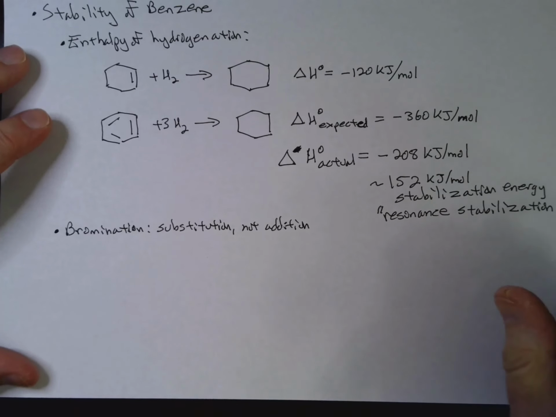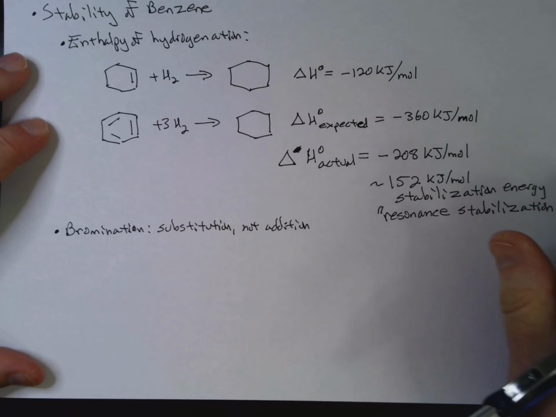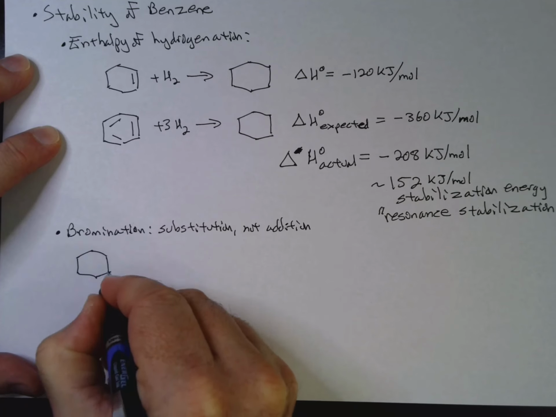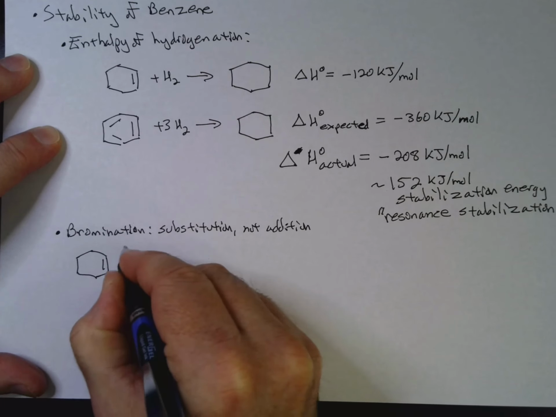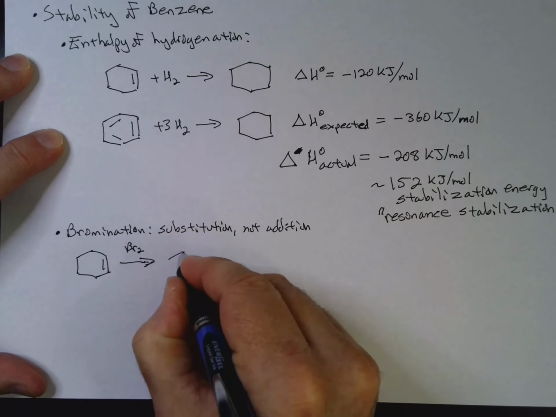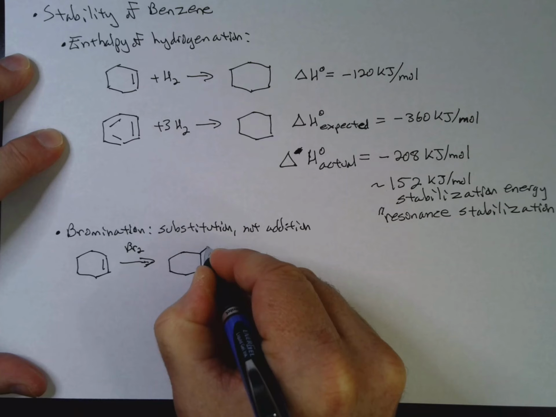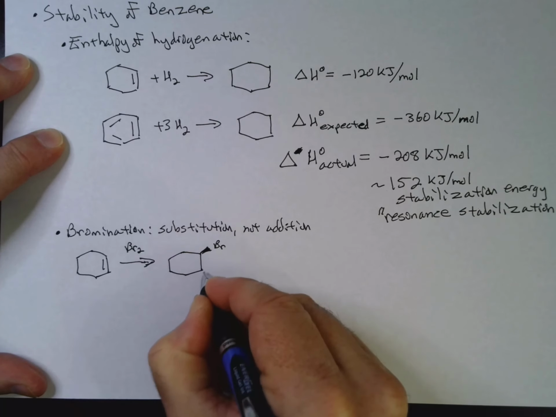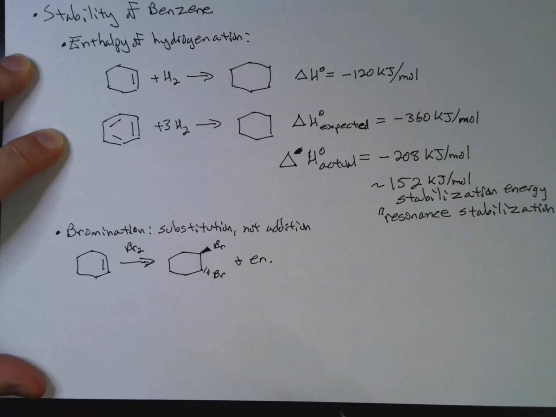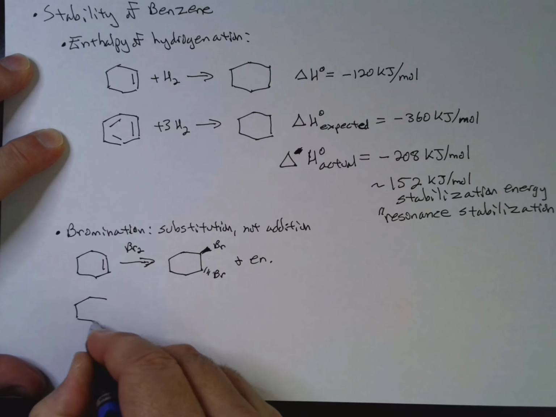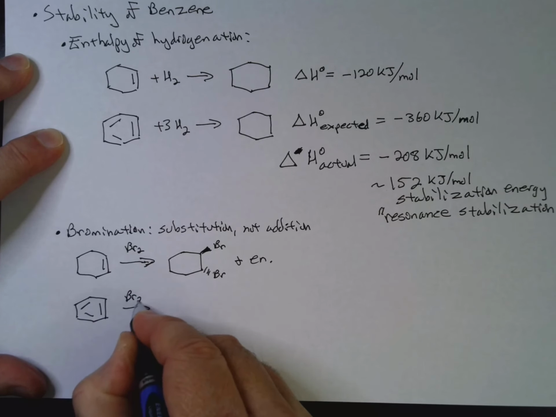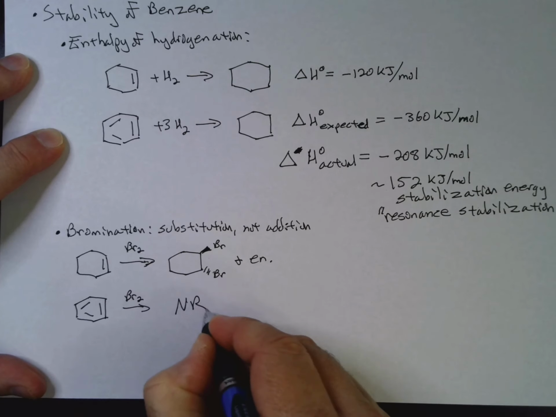In fact, not only do we get substitution, but the reaction won't even occur unless we have a catalyst. So, taking again the example of cyclohexene, if we react this with Br2, we will get, of course, the addition of the bromine, the Br2 across the double bond, and we get the enantiomer as well. If we try that with benzene, we get no reaction.